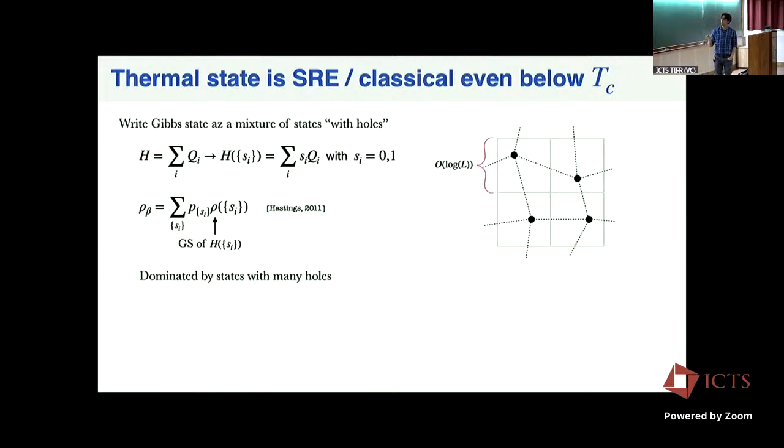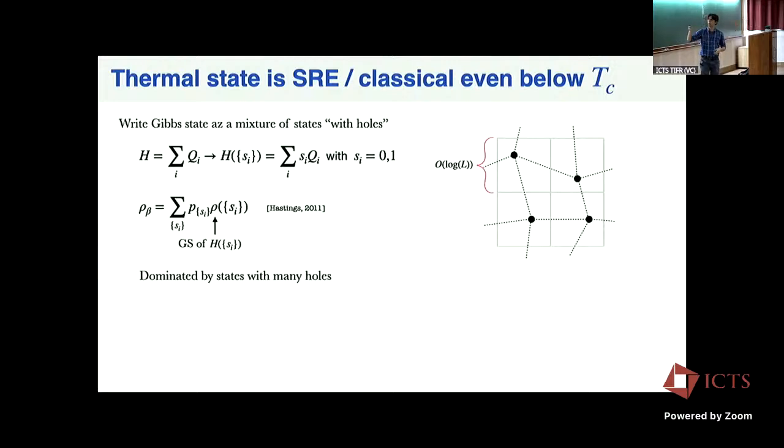And now the question you need to understand is, what do the ground states of these Hamiltonians with holes in them look like? Are they short-range entangled? If they are, then it shows that your thermal state also has to be short-range entangled. And what Hastings showed is that indeed, you can disentangle the state with a circuit whose depth is only proportional to the typical distance between the holes.